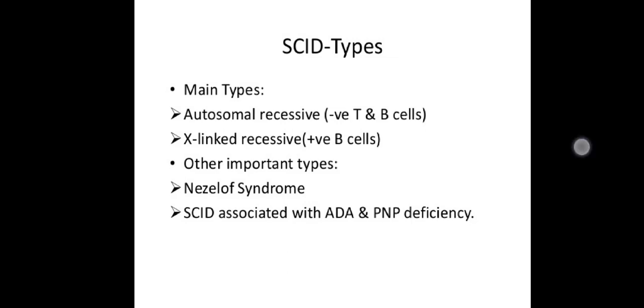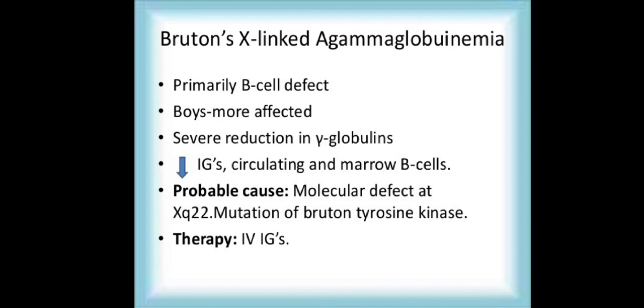Next disease is Bruton's X-linked agammaglobulinemia. It's a primary B cell defect. Since it's X-linked, boys are more commonly affected. So gamma globulins will be severely reduced. Circulating immunoglobulins will be very much reduced, as well as marrow B cells.